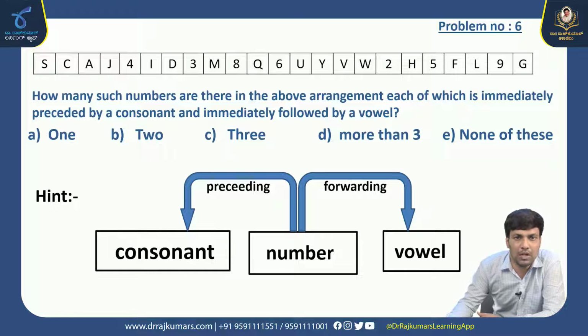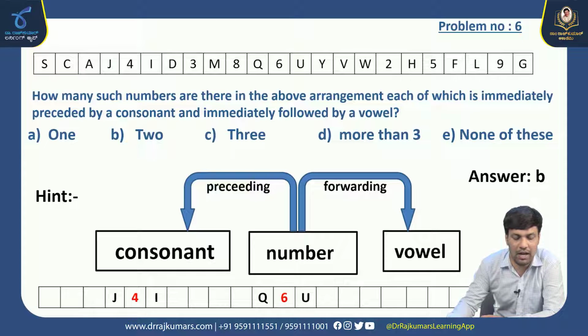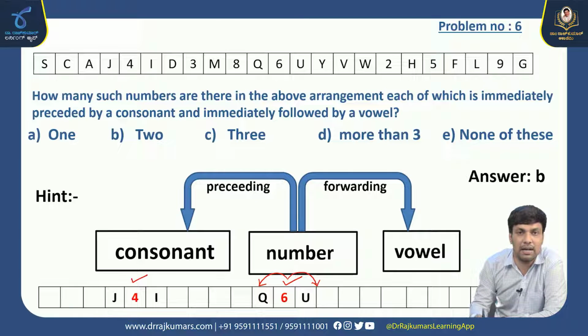On searching the above tabulation for this requirement, we have only two numbers which are meeting the above requirement. One is 4 and another one is 6. For the 4, in the preceding condition we have a consonant, that is J, and in the following condition we have a vowel, that is I. For the 6, in the preceding condition we have consonant Q, and in the following condition we have vowel U. Only two numbers are meeting the above requirement. So the right option for this question is option B.